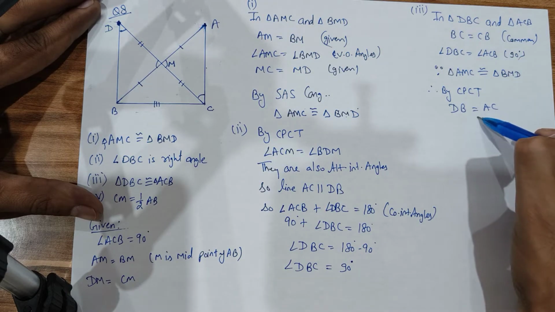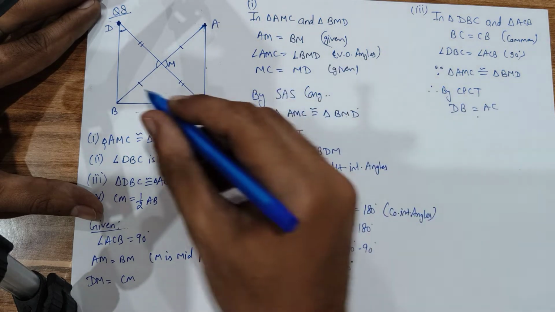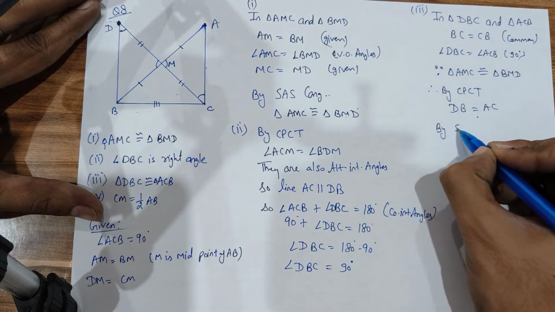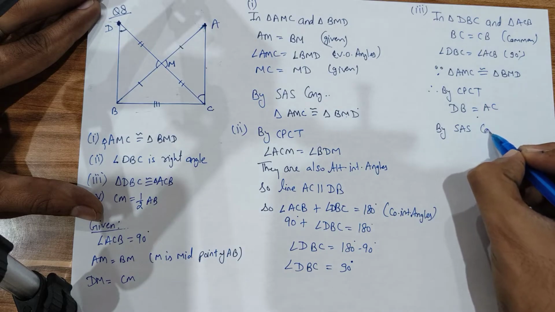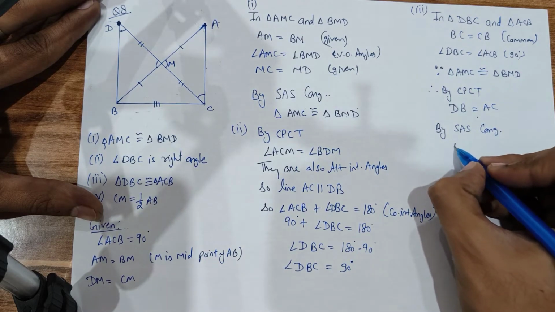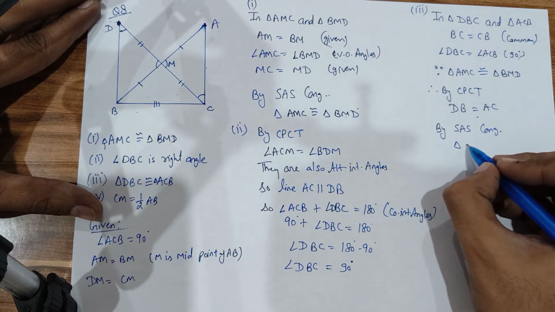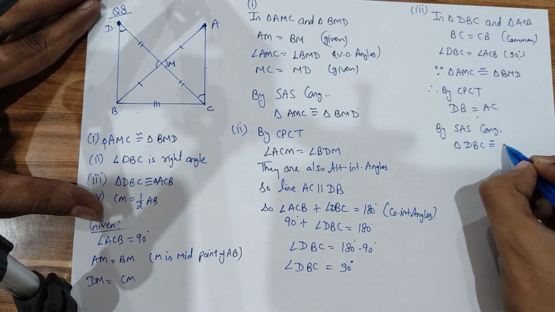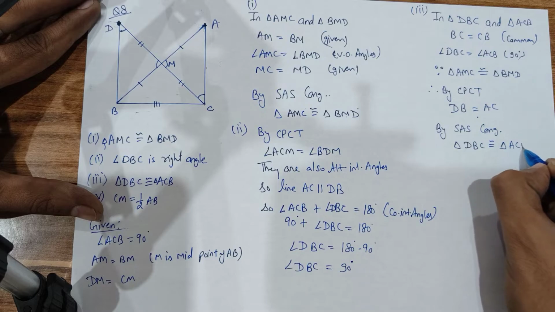So we got two sides, we got one angle, this angle is between these two sides, so by side angle side congruency, triangle DBC is congruent to triangle ACB.